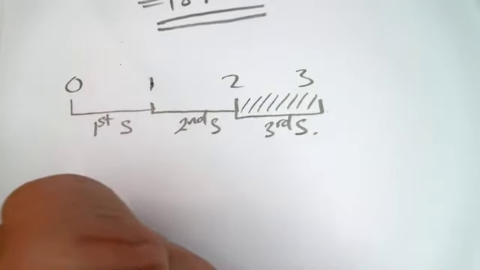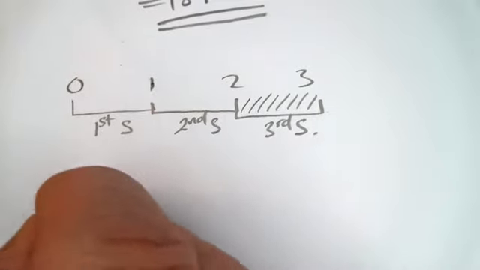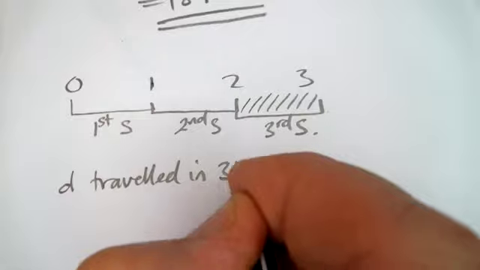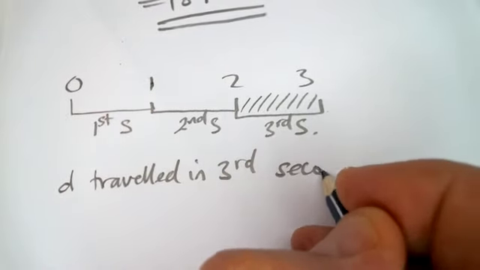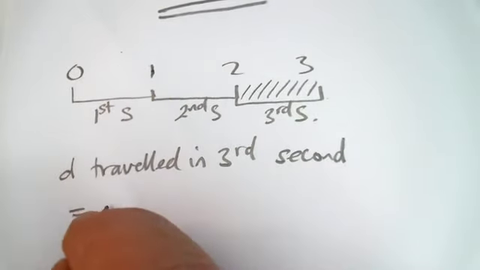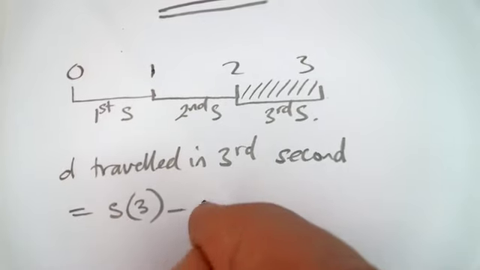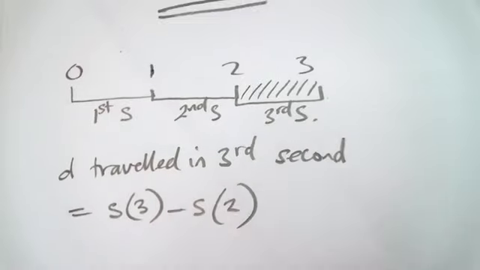So I put D travelled in third second will equal the distance travelled in 3 seconds minus the distance travelled in 2 seconds.